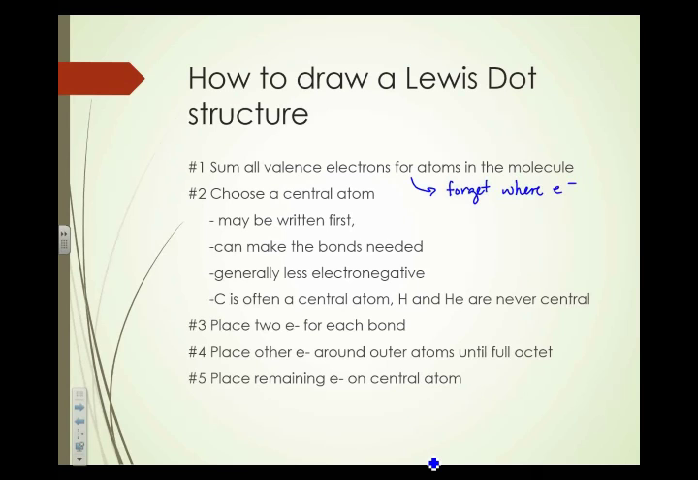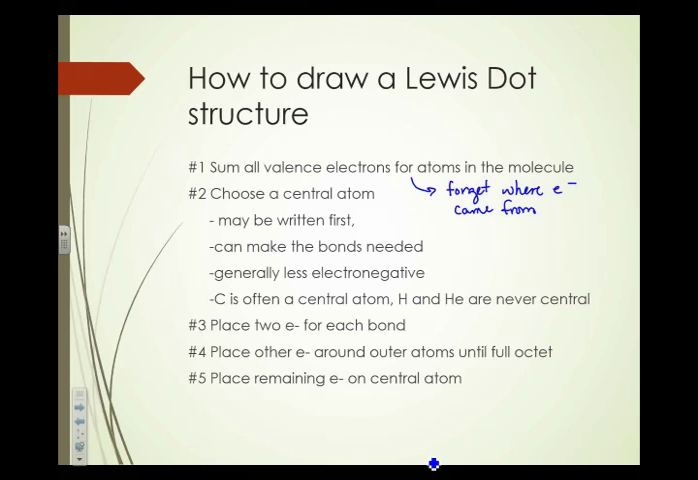Because sometimes people think, oh, the phosphorus brought 5 electrons into the molecule, so I need to make sure that those 5 electrons make it back on the phosphorus. That will actually cause you some problems later on, and it may be kind of confusing, and it makes Lewis dot structures a lot more difficult than they need to be. So sum up all those valence electrons, and then think of that as just a group of electrons that you're drawing from to put on your molecule.